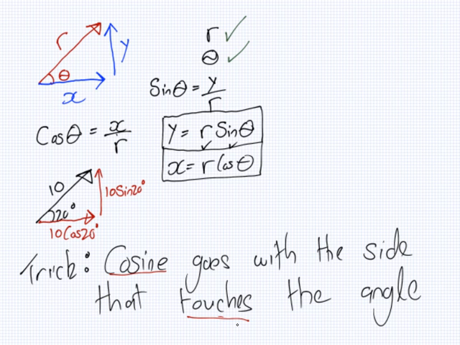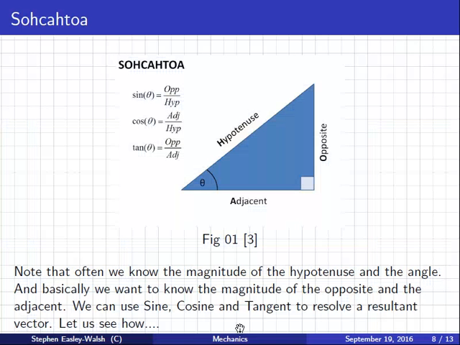Have you seen it this way before? This trick? No. It's very, very useful. It's a big time saver. Cosine goes with the side that touches the angle. Okay, continue? Yes. Okay, so, next now.